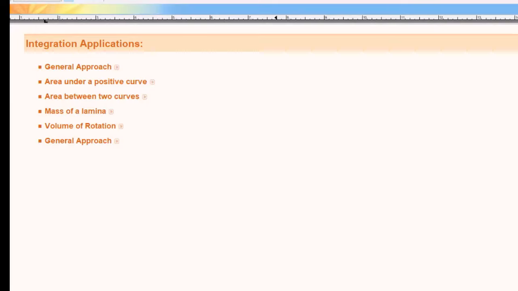In this video we're going to talk about applications of integration. We're going to go through several applications, but really what I want the focus to be is on the general approach to tackling these types of problems.